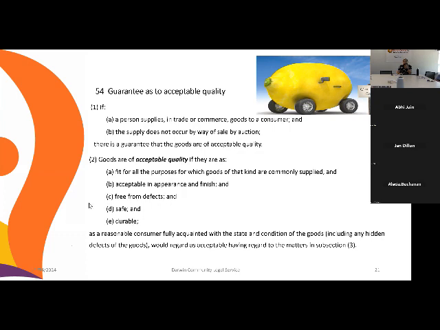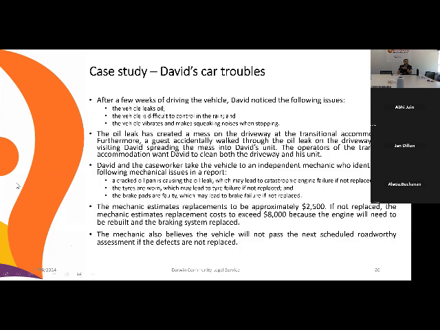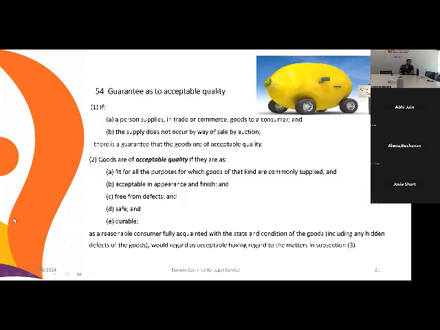And it needs to be durable. So just based on that, it looks like it's not going to be lasting very long at this rate unless those repairs are made. So there's probably a strong argument there by David that it's not durable.